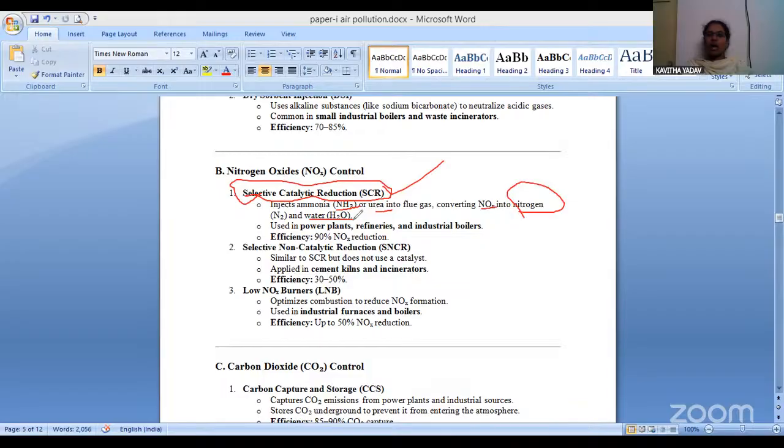It can break down the harmful compounds which are formed by the combination of the nitrogen compounds as well as the water. It can be broken down. Then what happens when things are broken down? The harmfulness of those chemicals will be decreased. That's why here we are going to use selective catalytic reduction. Okay, then coming to the picture.